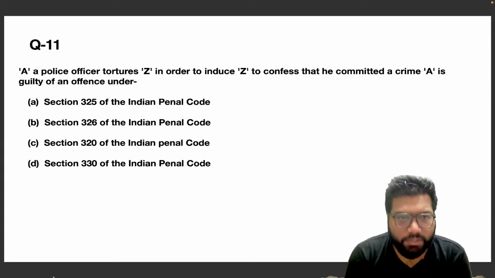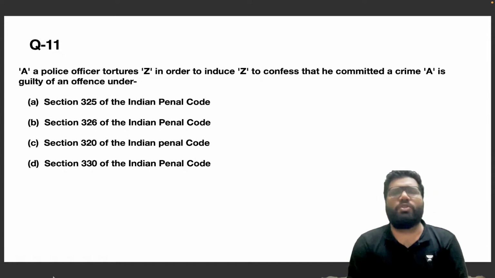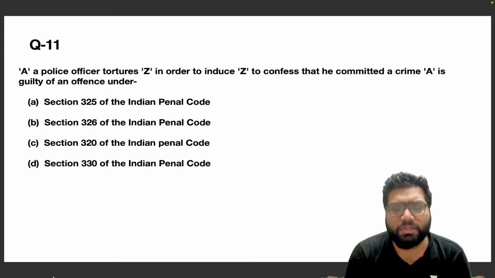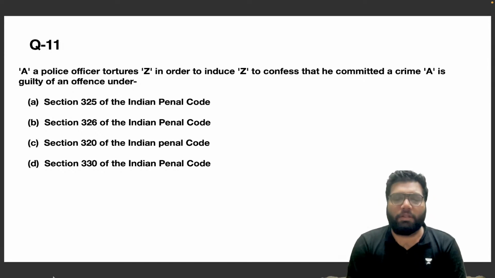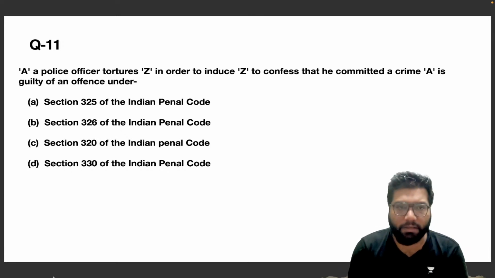A police officer tortures Z in order to induce Z to confess that he committed a crime. A is guilty of an offense under. So do we have any specific section in relation to this situation, that a police officer cannot torture someone for the confession? We all know the basic concept of confession is that it must be voluntary.